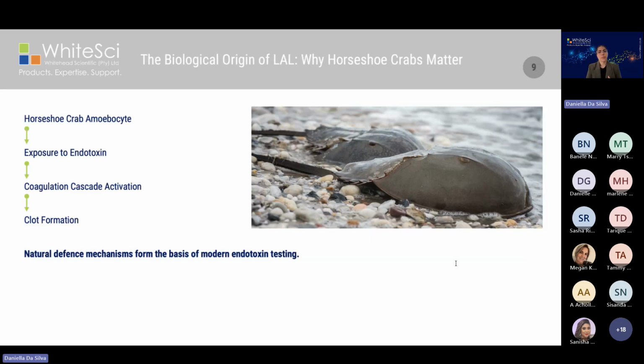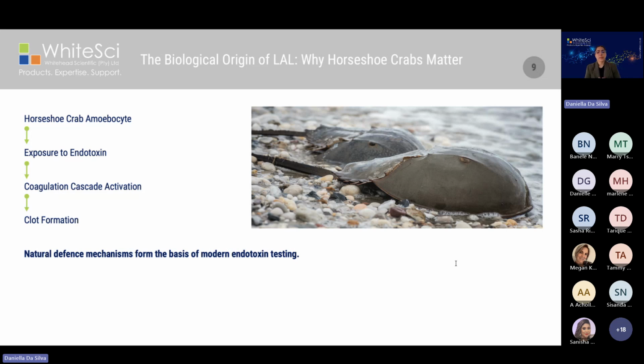Before discussing the different LAL methodologies, it's helpful to understand where the technology originates. LAL stands for limulus amoebocyte lysate, as I mentioned. It is derived from the blood cells, known as amoebocytes, of a horseshoe crab. These animals possess a highly sensitive innate defense mechanism. When an endotoxin is detected, a coagulation cascade is rapidly activated to help contain potential microbial threats. Scientists then recognized that this natural defense mechanism could be adapted into an analytical tool for detecting bacterial endotoxins.